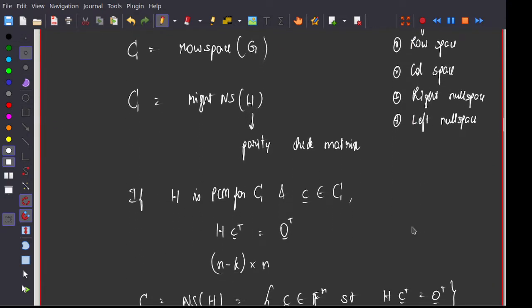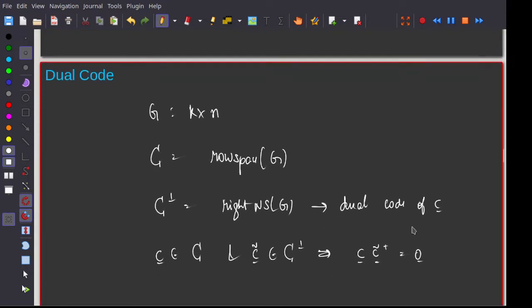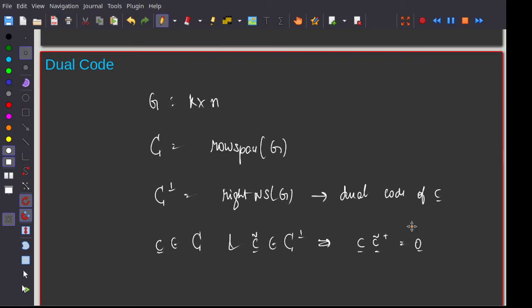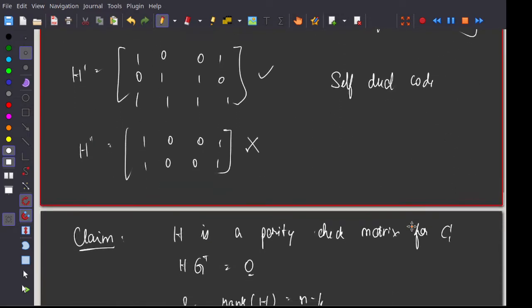We then looked at the parity check matrix and defined the dual code. So any linear code is basically the row space of the generator matrix, or it can be viewed as the right null space of an appropriate parity check matrix. And the dual code is basically the row space of the parity check matrix. And we saw a bunch of examples.